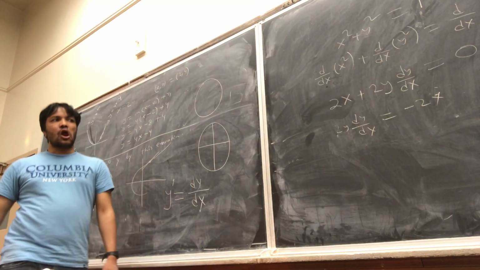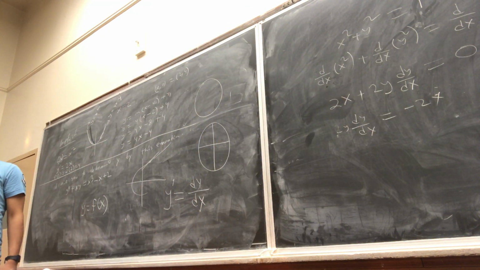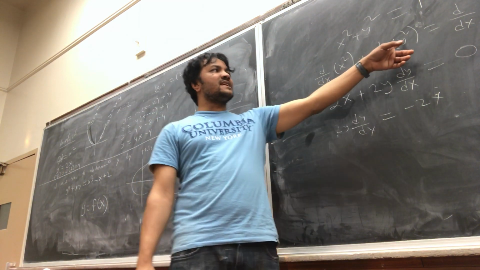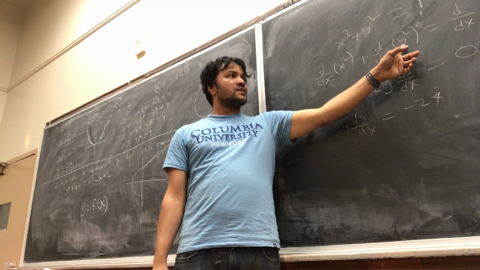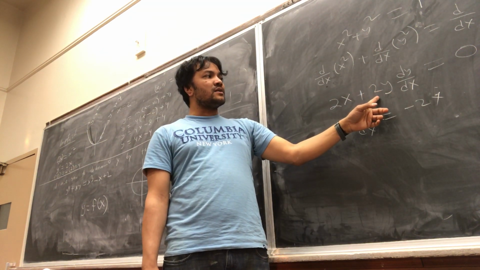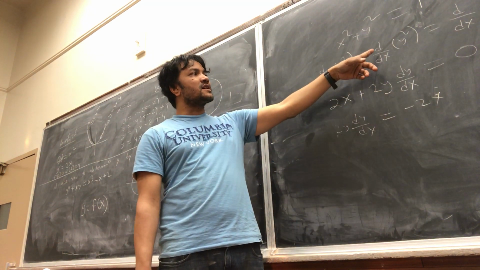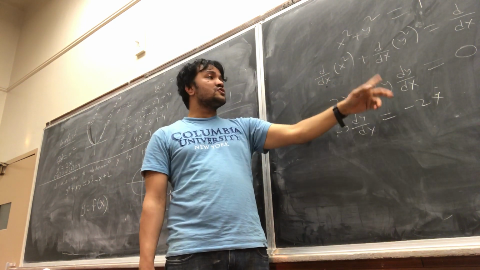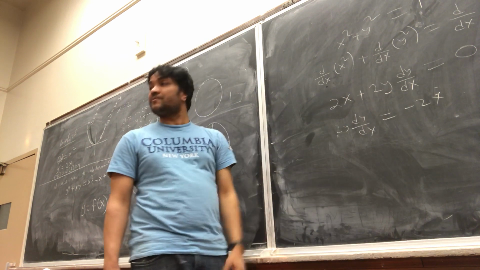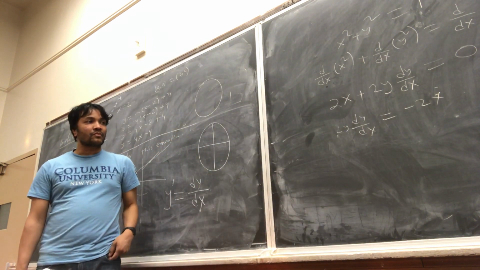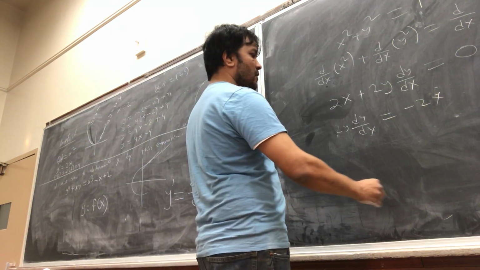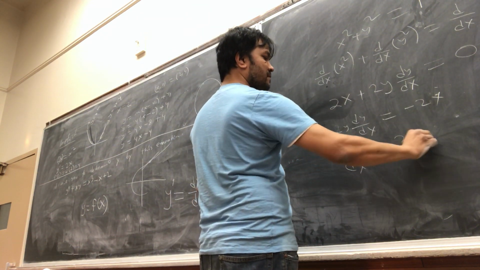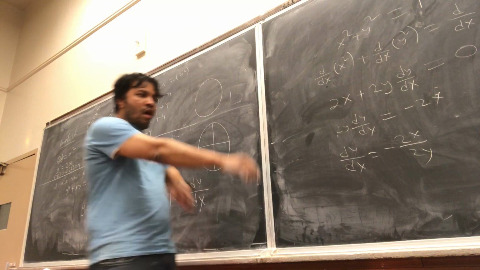So, Professor, how did you get 2y dy dx? So you take the derivative of this one, right? You are not taking the derivative of y with respect to x, right? So that's why you have to keep this notation. So 2x, okay, so dy dx is minus 2x over 2y.